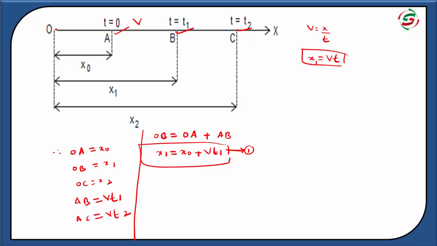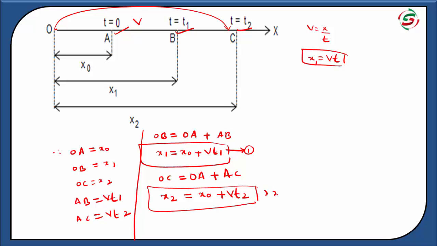OB is equal to OA plus AB, so x1 is equal to x0 plus V into T1. From using this diagram, again I can write another equation. OC is equal to OA plus AC. Therefore OC, that is x2, is equal to x0 plus V into T2. That is equation number 2.